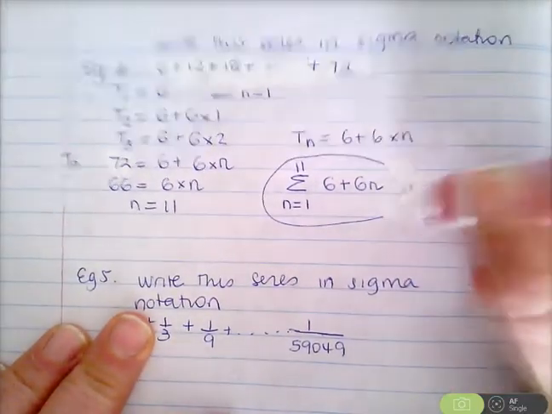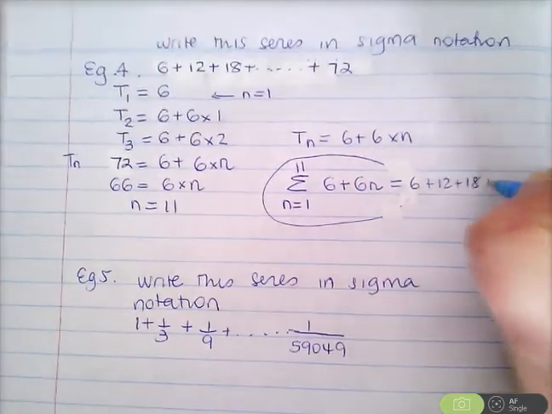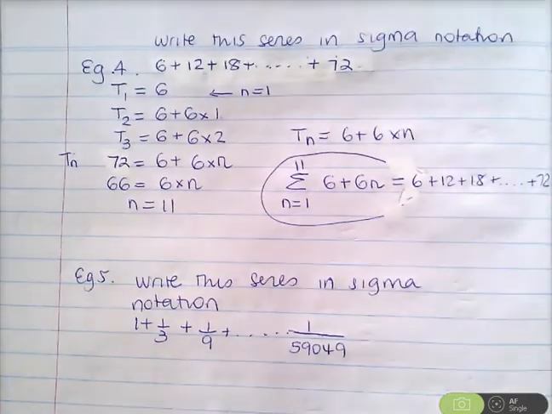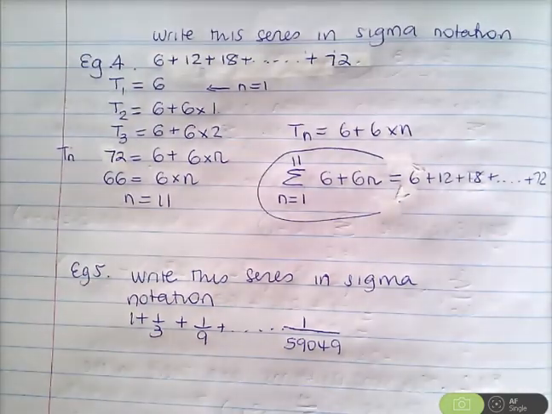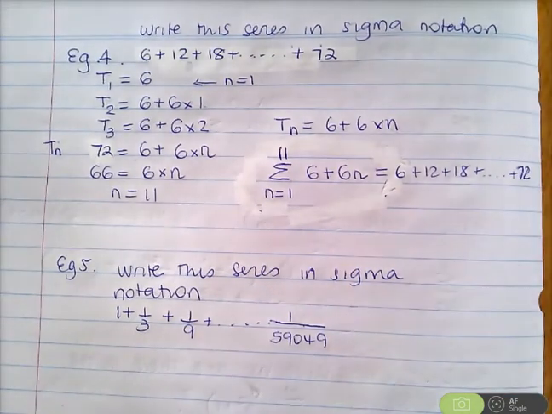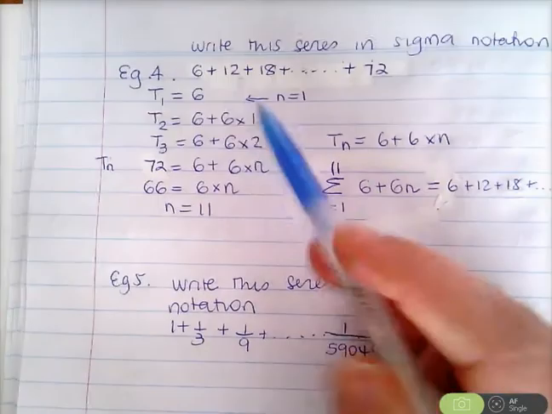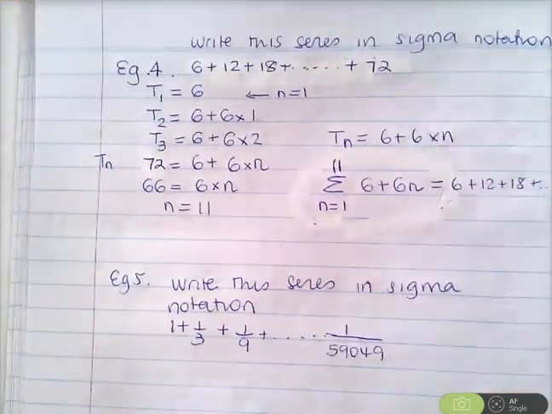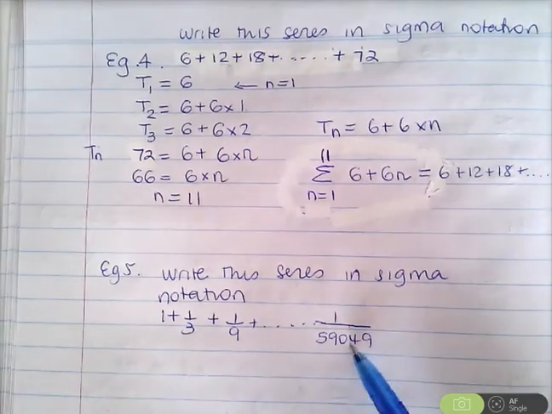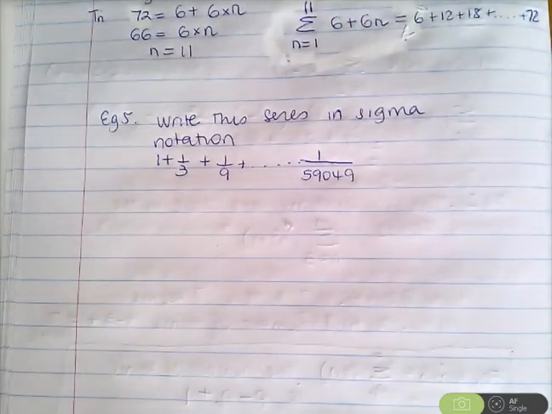So I could just put that is equal to 6 plus 12 plus 18 plus all the way up to 72. Okay? There, that from n is 1 up to 11 of 6 plus 6n would be this term here. Just for one more example, example 5. Now, this particular example up here is an arithmetic series, and you'll discover what that is in the next exercise. And this particular term down here is what we call a geometrical series, or geometric series, and you'll discover what that is in a few more exercises, okay?